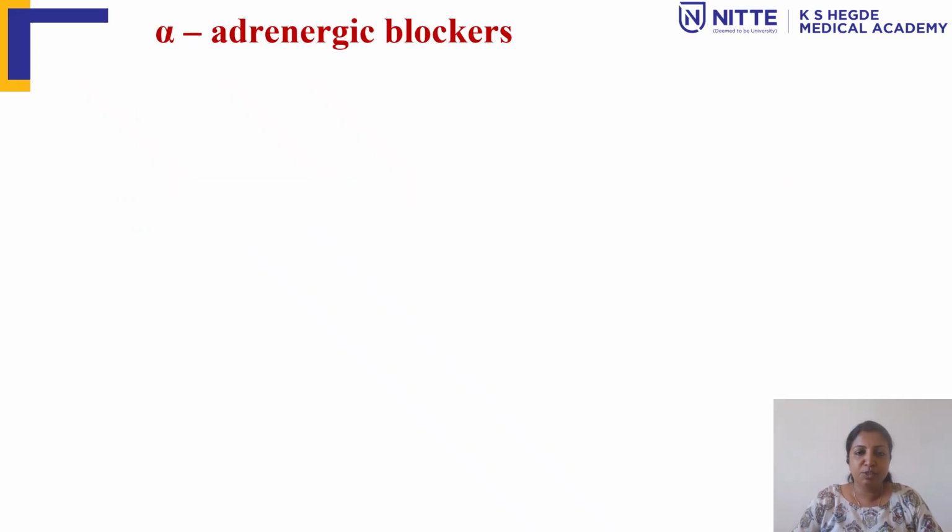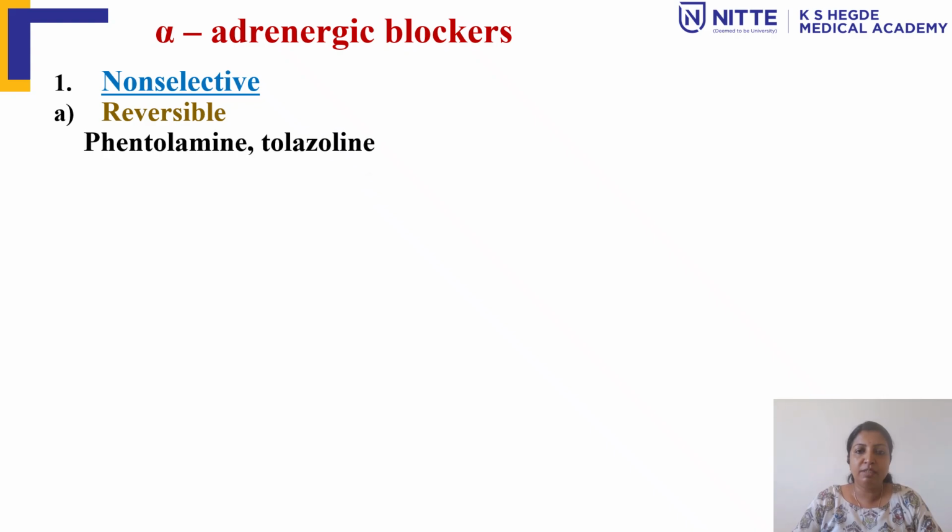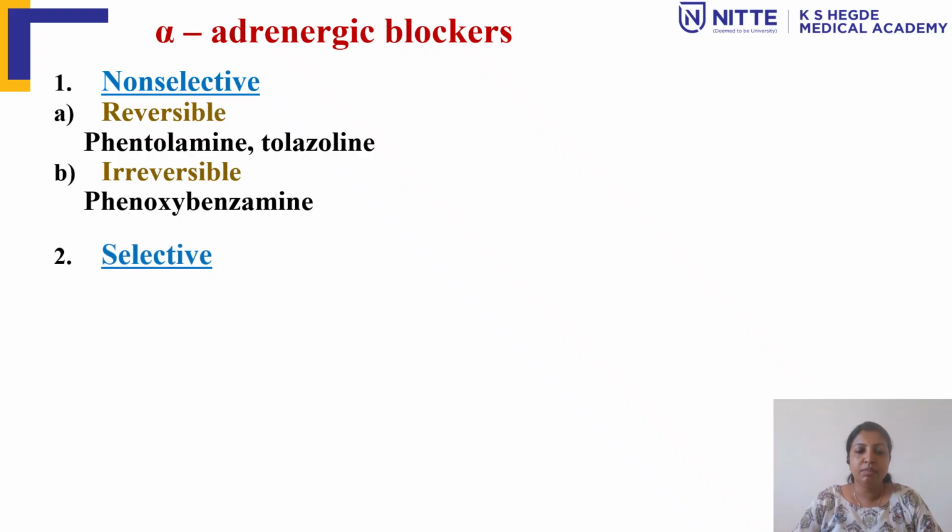Here is the classification of alpha adrenergic blockers. It is mainly divided as non-selective and selective. Non-selective means it can block both alpha 1 and alpha 2 receptors. Selective means it can block either alpha 1 or alpha 2. Coming to the non-selective, you have reversible, that is phentolamine and tolazoline, and then you have irreversible phenoxybenzamine.